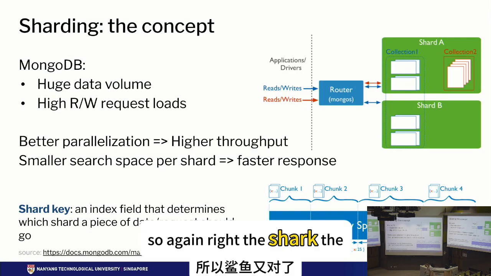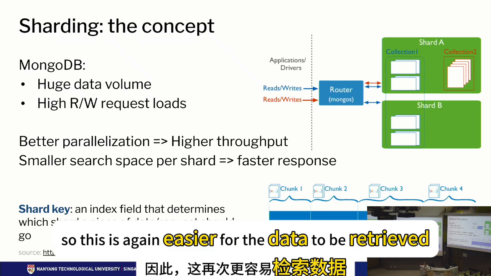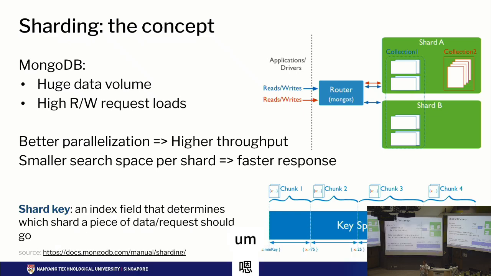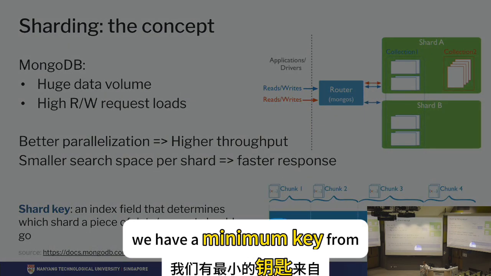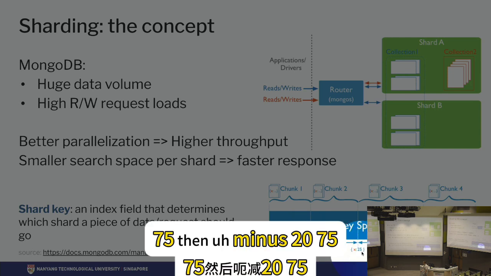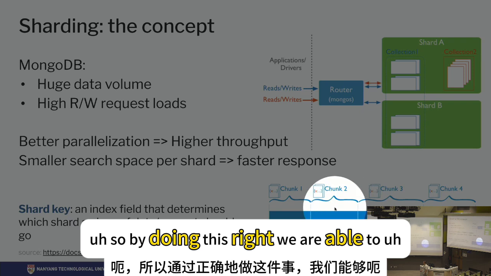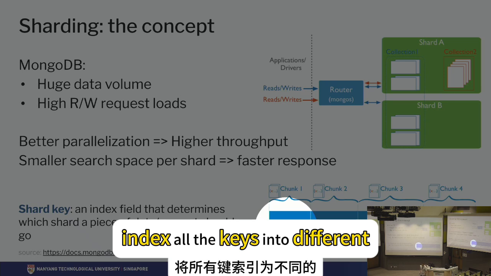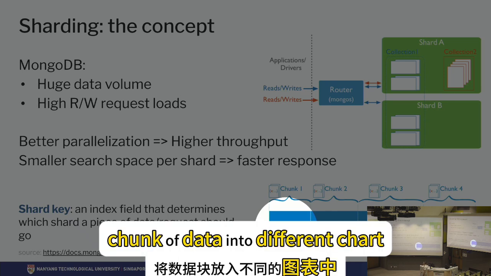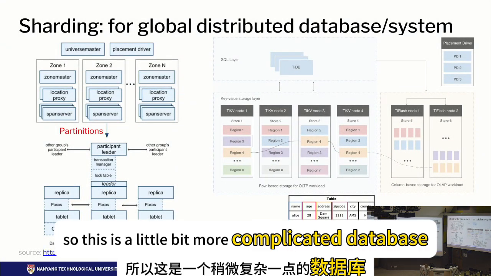So again, the shard key normally has a range, which makes it easier for the data to be retrieved. Here, for example, we have a minimum key from maybe 0 to 75, then from the minimum key to minus 75 to 25 and more. By doing this, we are able to index all the keys into different chunks of data in different shards.